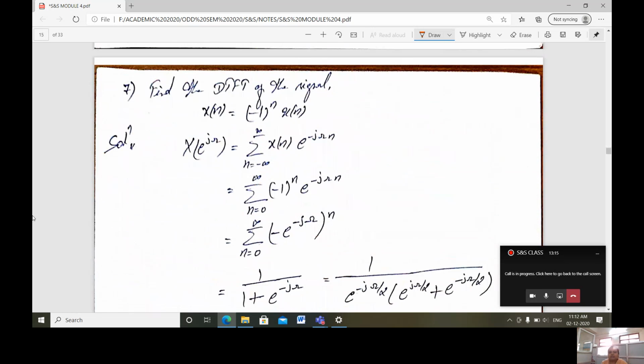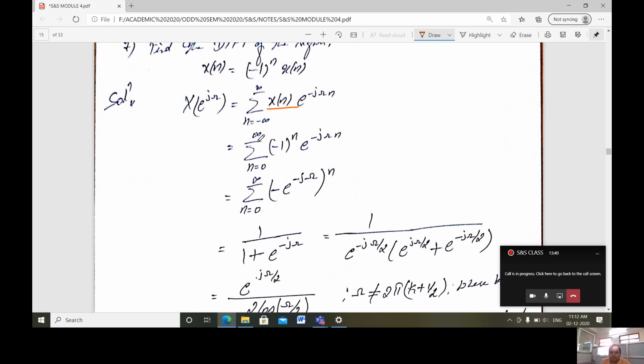Simple. Next problem is to find the DTFT of the signal x of n is equal to minus 1 power n u of n. X of e raised to j omega is equal to summation n varying from minus infinity to plus infinity x of n e raised to minus j omega n. Substituting for x of n, minus 1 power n u of n, then solving this. Based on our u of n function, the limit is going to change from 0 to infinity. Then it is written as summation n varying from 0 to infinity minus e raised to minus j omega power n. Use the equation.